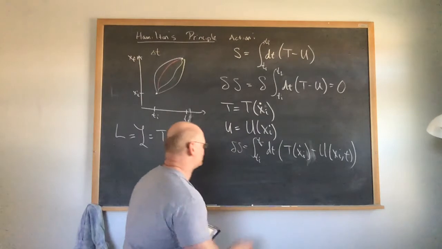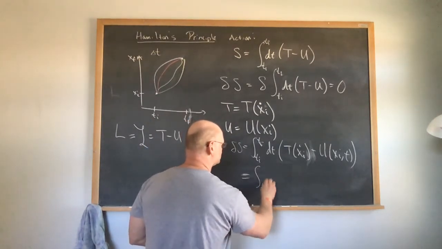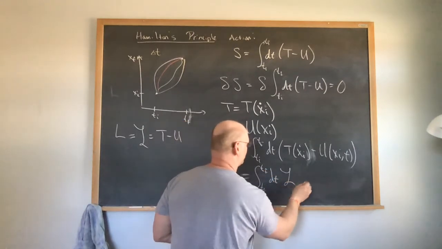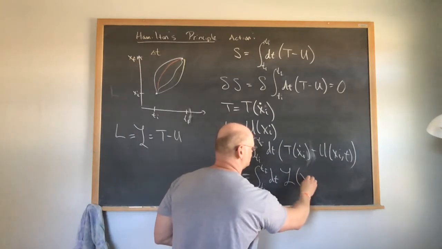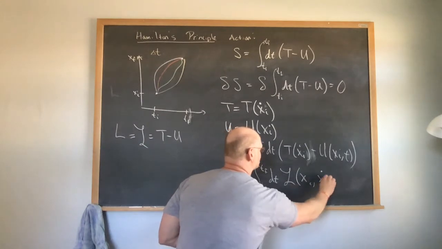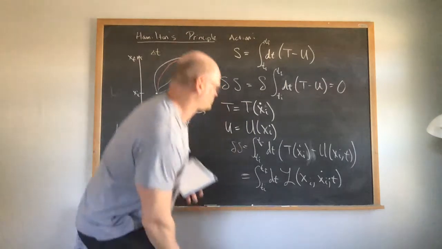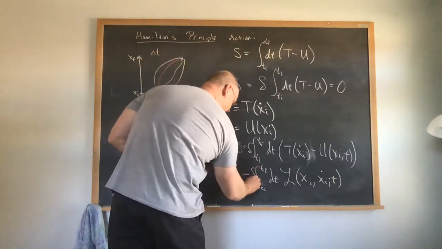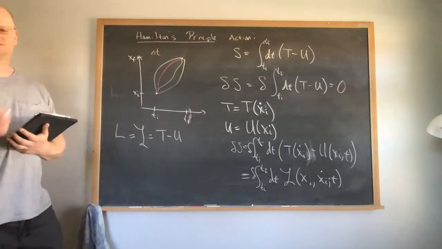So what this means is that this is equal to the integral from the initial time to the final time, dt, of what's known as the Lagrangian, which depends on the position, the velocity, and in general on the time. So all we're going to do is vary this particular object, which is what's known as the action.